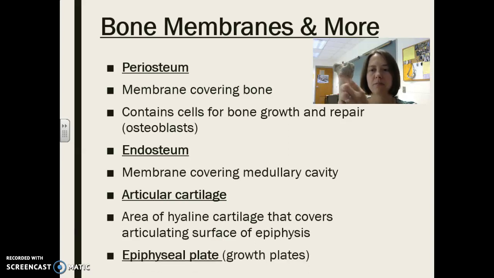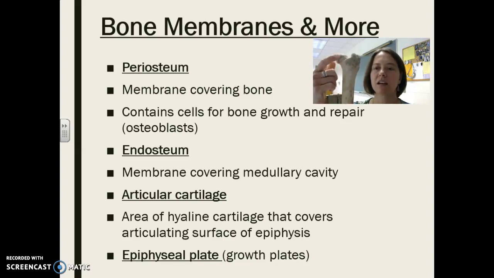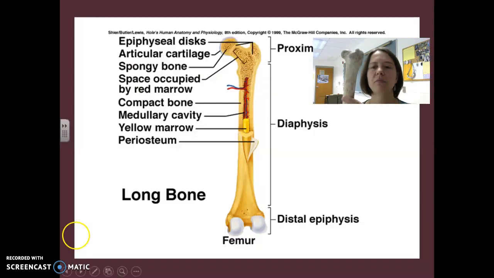Also, another aspect is the epiphyseal plate. So the epiphyseal plate is also known as your growth plate, and that would be inside here where active growing of the bone is occurring while the bone is growing up until about the late teens, early 20s, depending on the individual. So let's look at some of the parts of the bone.